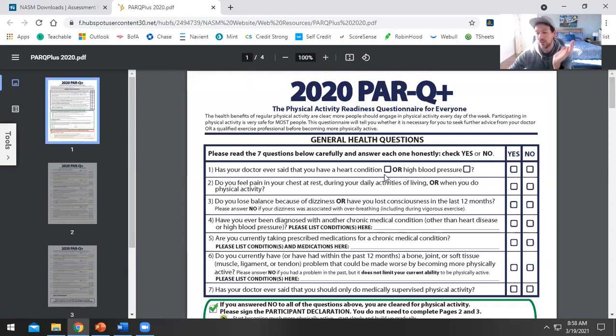Has your doctor ever said you have a heart condition or high blood pressure? Yes or no? Do you feel any pain in your chest during daily activities of living or when you do physical activity? Yes or no? Do you ever lose balance, or have dizziness or loss of consciousness, right?